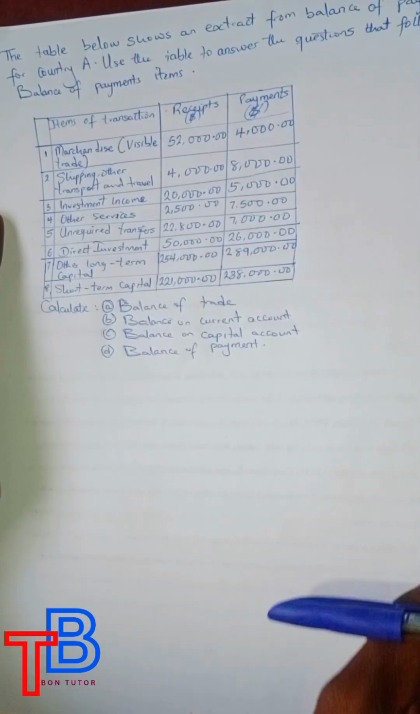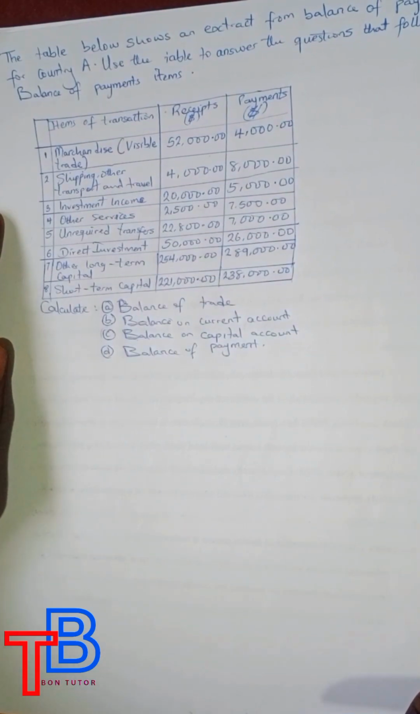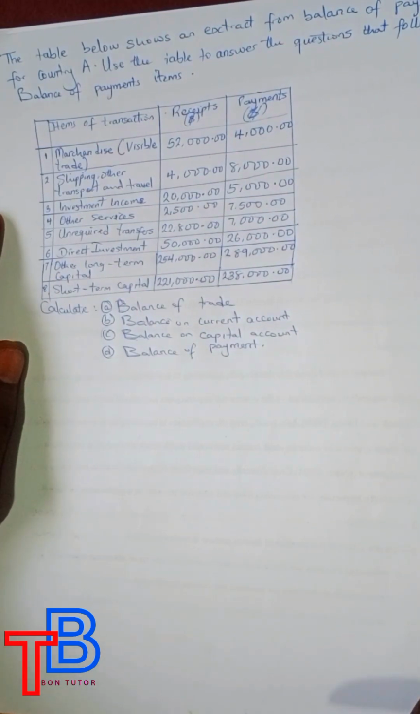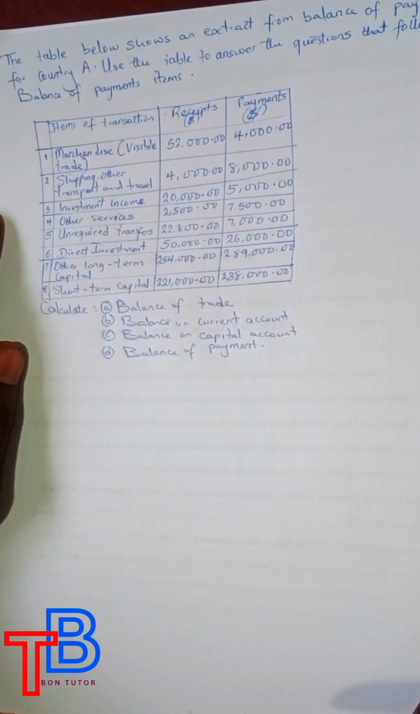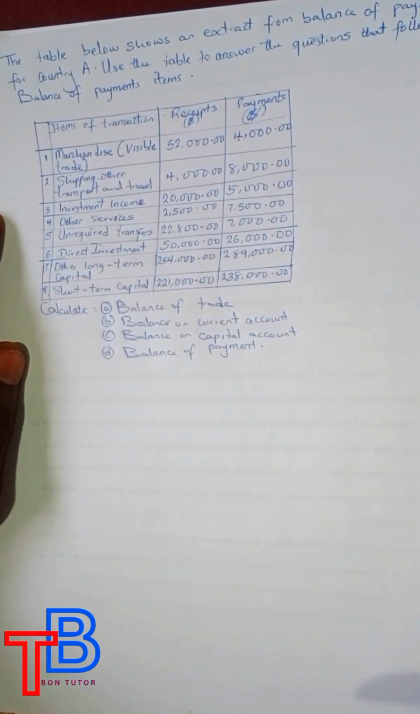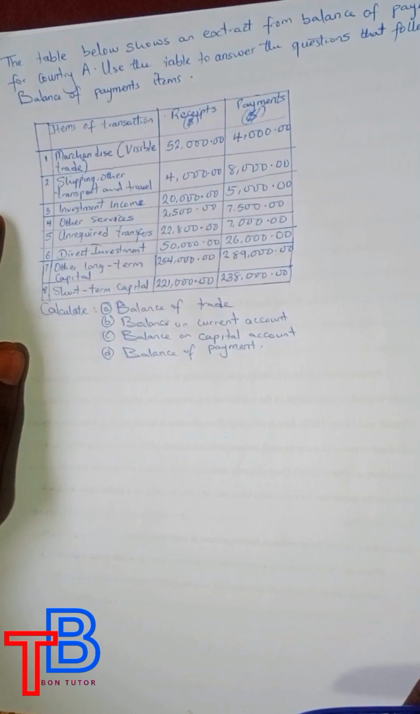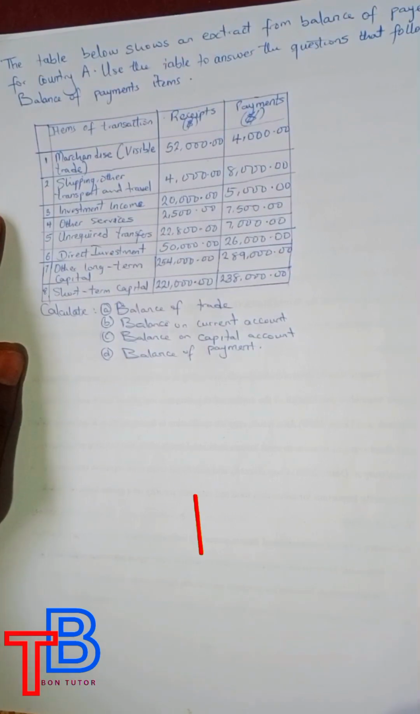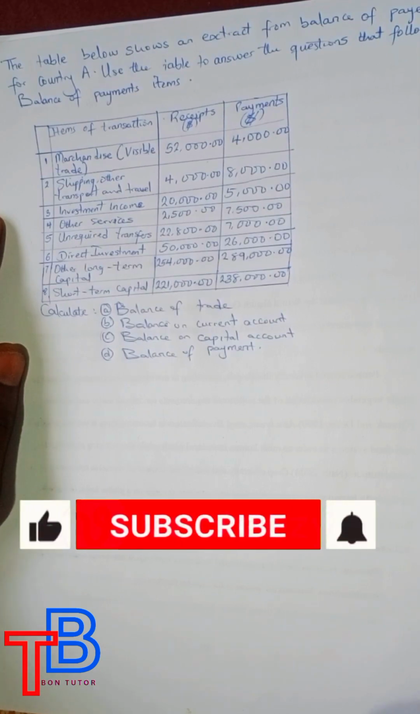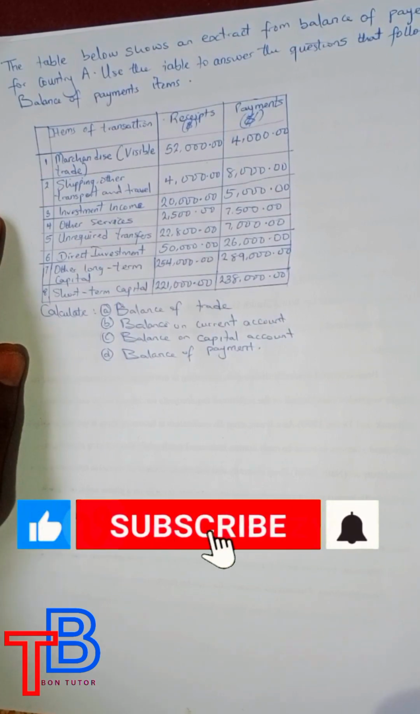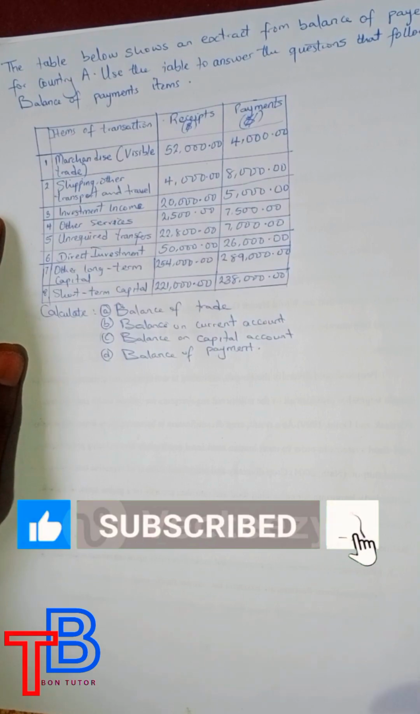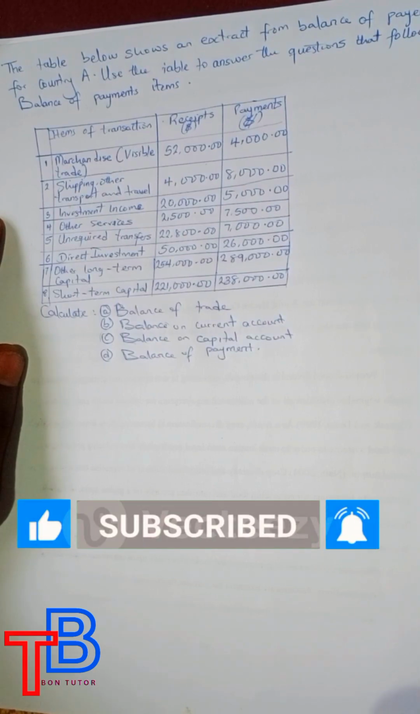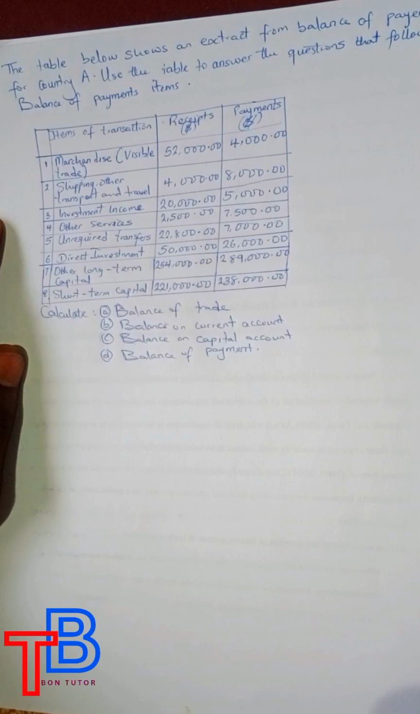Calculate the balance of trade. Balance of trade is the difference between the export of visible goods minus the import of visible goods. That is, you take the visible goods that are being exported and subtract the amount of visible goods that are being imported. And from this question, they said the table below shows an extract from the balance of payments of a country A.